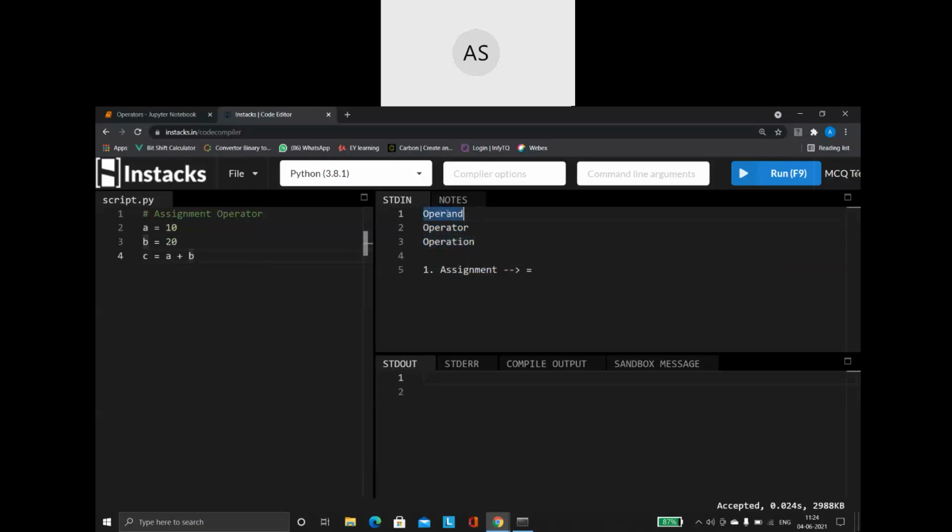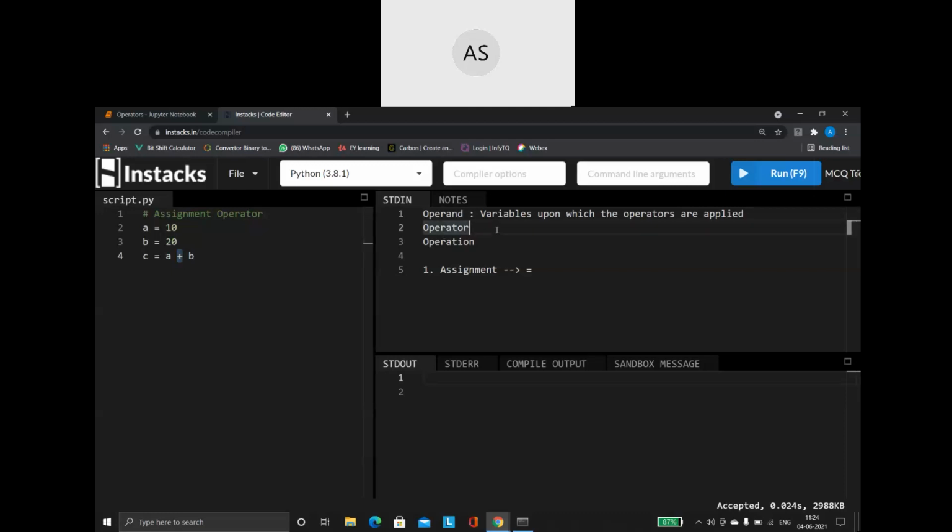First, you have to understand what an operand is. Operand is nothing but the variables upon which the operators are applied. So here, which is my operand? A is an operand, B is an operand. A and B are what I call operands here, because they are variables on which my operator is going to be applied.